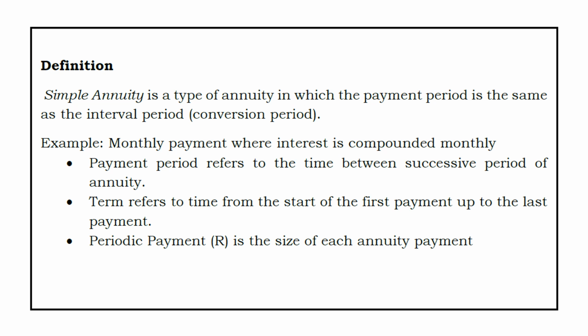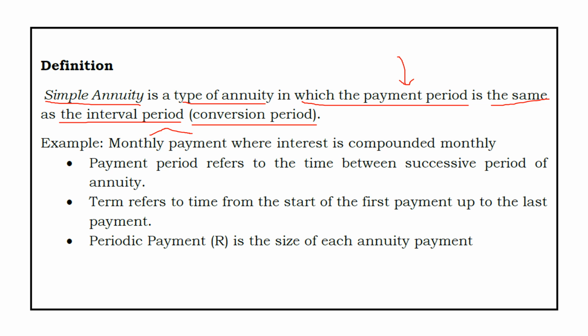Let us now deal with the definition of a simple annuity. A simple annuity is a type of annuity in which the payment period is the same as the interval period or conversion period. So what are those conversion periods? It can be by month, semi-annually, by quarter, or per annum. So those are conversion periods. When the length of the payment period is the same as the length of the interval period, then we can say that this annuity represents a simple annuity.